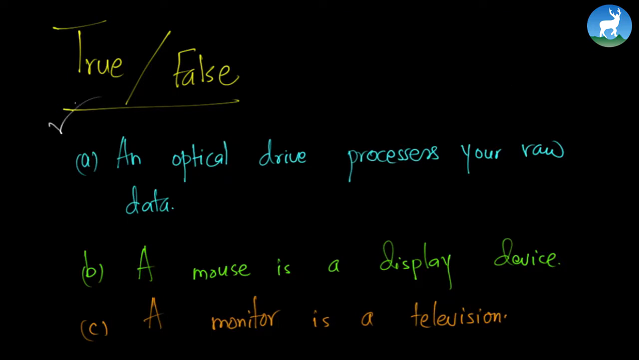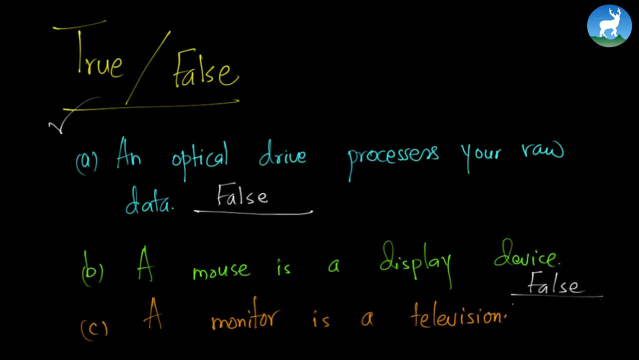Starting from the first one, an optical drive processes your raw data. Does an optical drive process your raw data? No, it does not. Obviously a false statement. What does an optical drive do? An optical drive stores your data. Number B, a mouse is a display device. Is the mouse a display device? Of course not. A mouse is a pointing and clicking device.